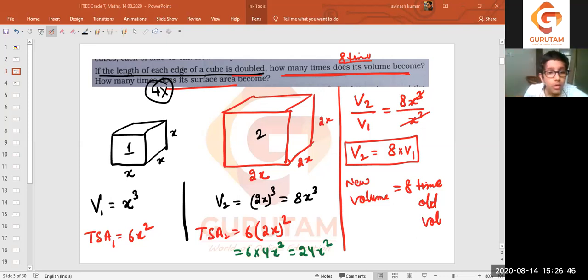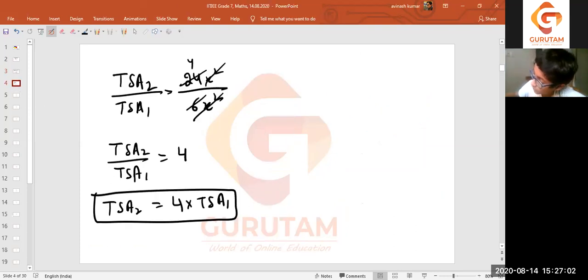Okay. We have volume. Sure. Yes. You go to the next page. Yeah. Give me a second. I'll move to the next page. Yeah. Yes. Yes.